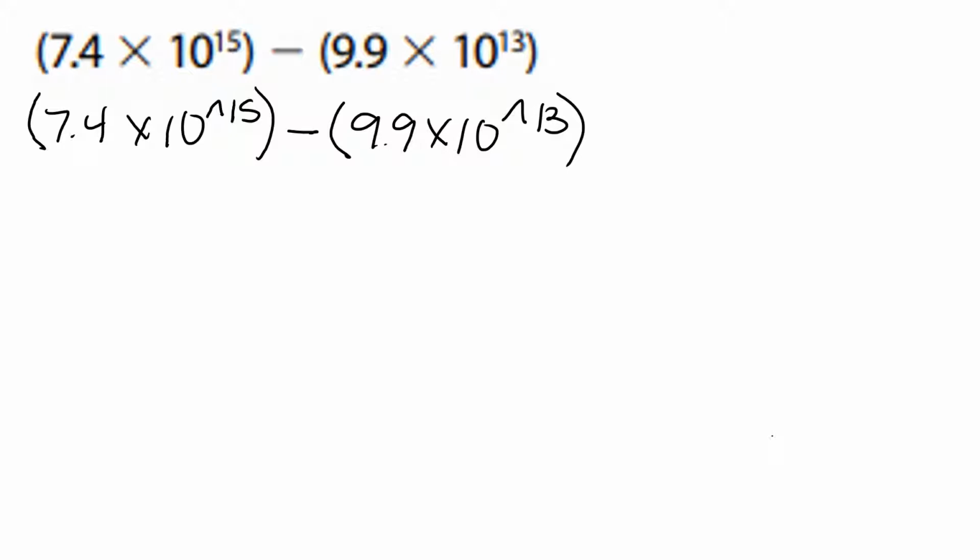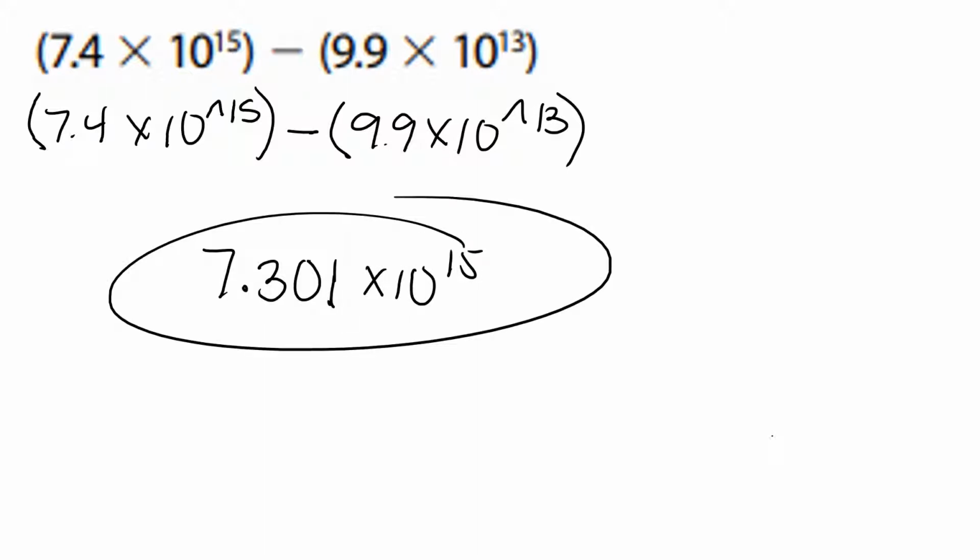In this instance, the calculator does give us the final answer of 7.301 times 10 to the 15th power. These instances will occur when the number is too large to fit on the calculator screen. It will give you the answer in scientific notation.